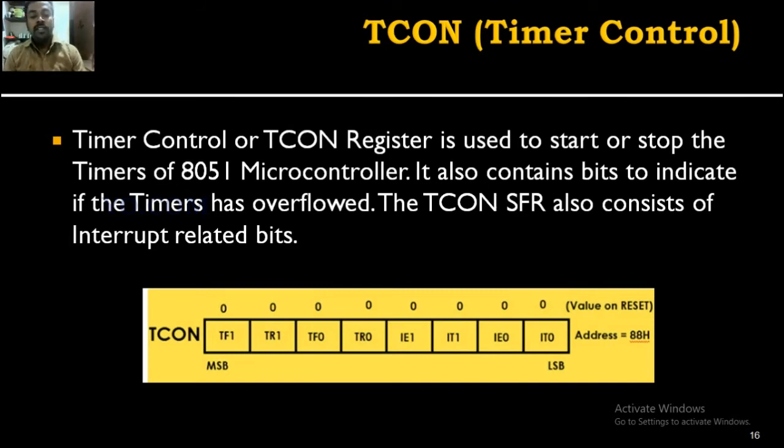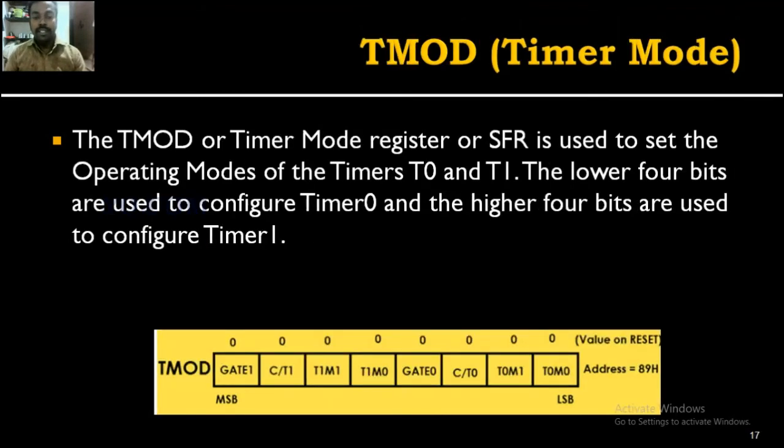This TCON register is mainly designed for timer 1 and timer 0 separately. So TF1, TR1, similarly TF0, TR0, then IE1, IE0, IT1 and IT0. These are the different bits allocated for timer 0 and timer 1. The address of the TCON register is 88H.